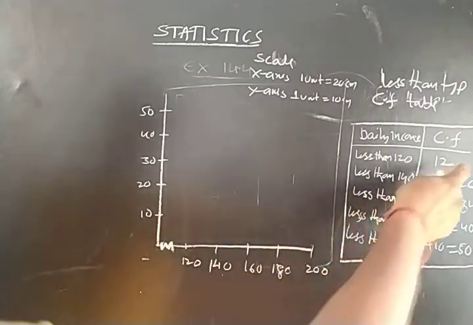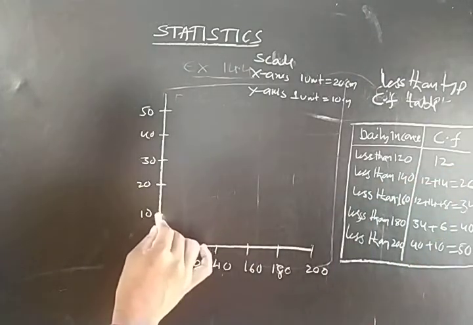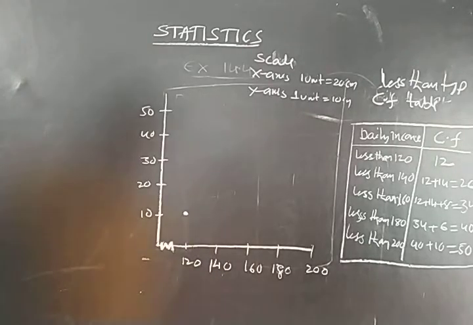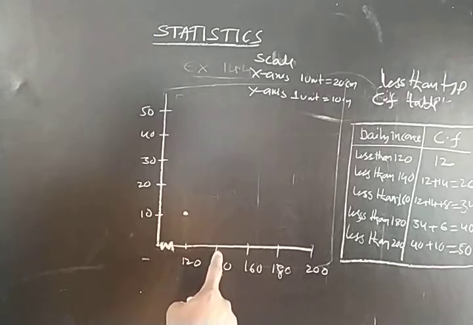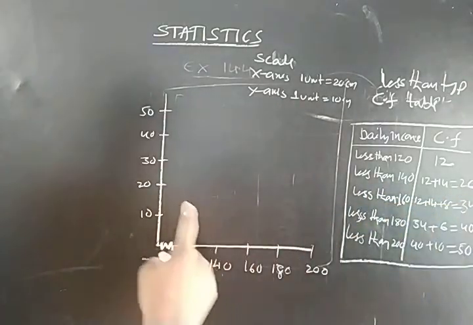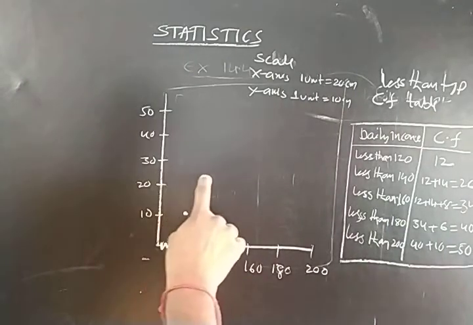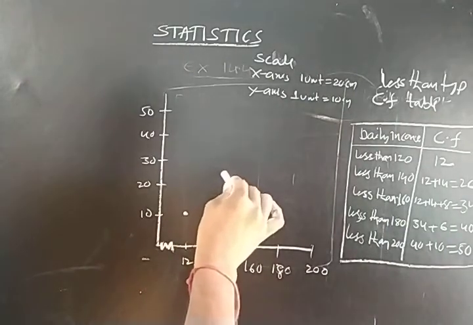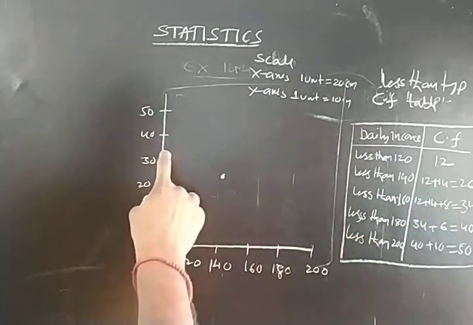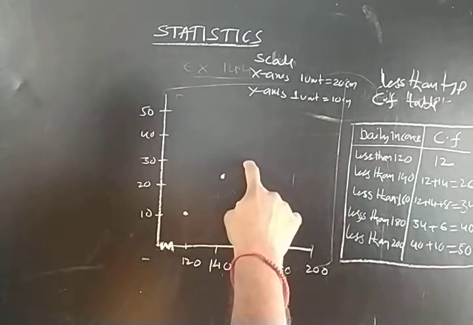For 120, 12 means just above the 10. So here we can keep the point. By the graph paper you can get the exact graph. So for 140, 26 means here, nearly this point. Here I am taking 140. For 160, 34. Here I am taking 34.